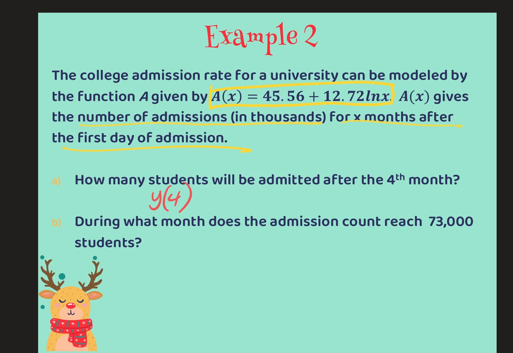I'm going to plug that in. Or you could literally just type it in, but letter B, I'm going to need to graph it anyway. So 45.56 plus 12.72 ln of X is my Y1. And I'm going to evaluate Y1 at 4. And I get 63.1936. So this is 63.194.